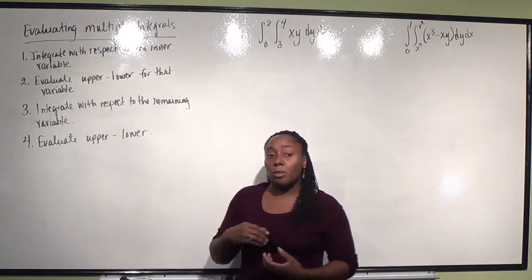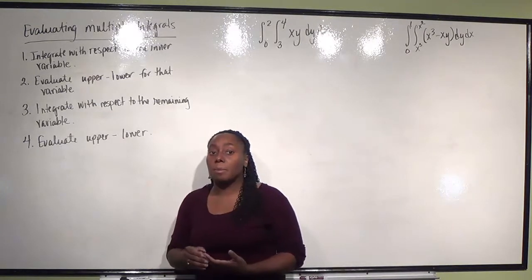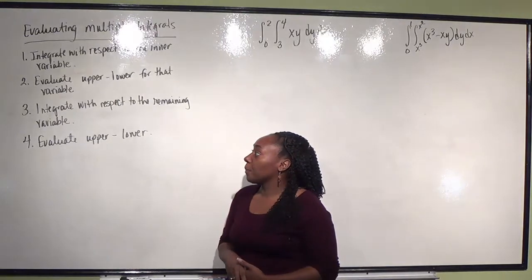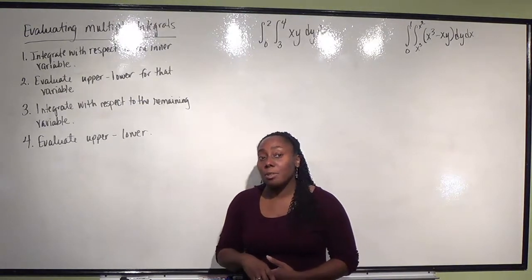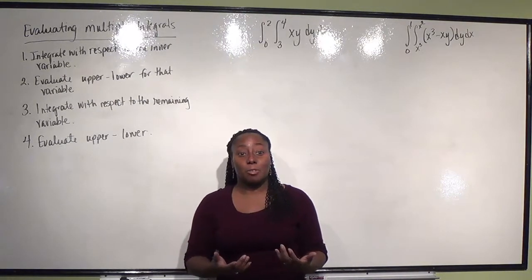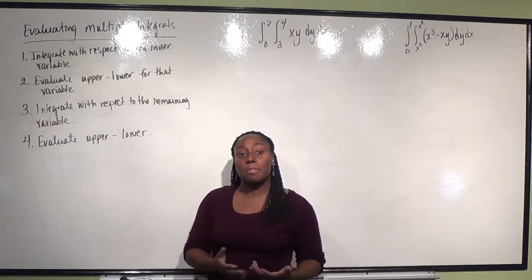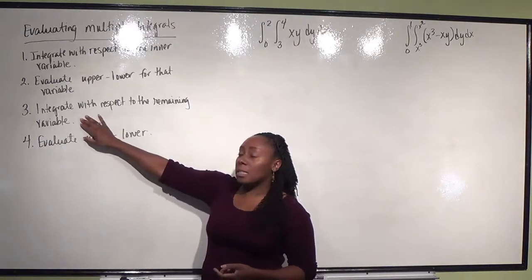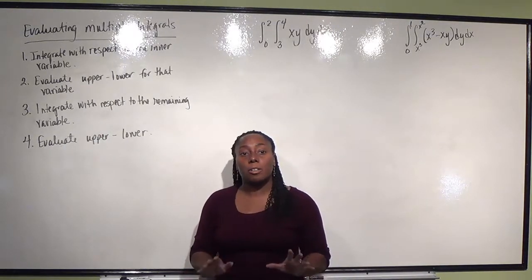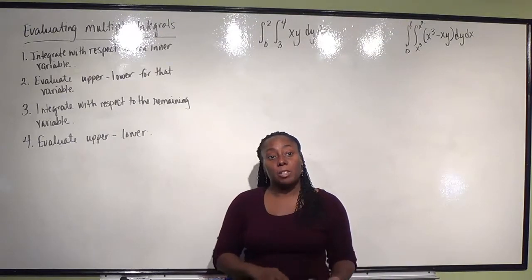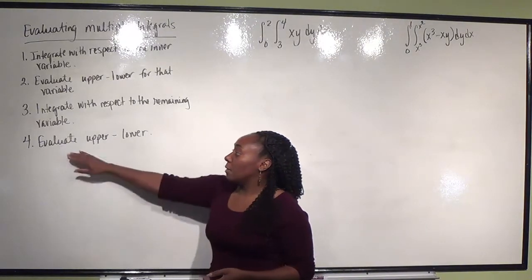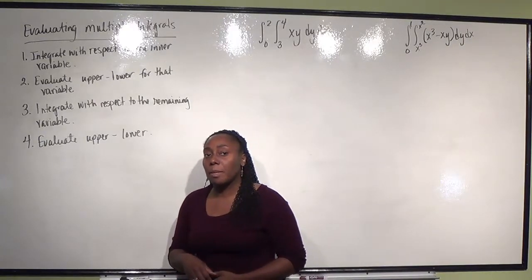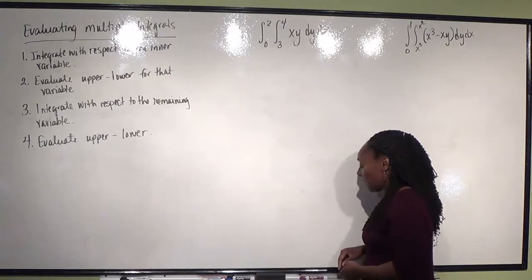Once I integrate and get my antiderivative in terms of that variable, I'm going to evaluate based on the limits for that variable. The next thing I'm going to do is then integrate the remaining integral. So there's going to be one variable left in my problem, and I'm going to integrate with respect to that variable. This is the step where it goes back to just a single integration type problem that we've dealt with back in Chapter 6 and Chapter 7. And then, again, I'm just going to evaluate upper minus lower. Okay? So let's look at a couple of these types of examples.